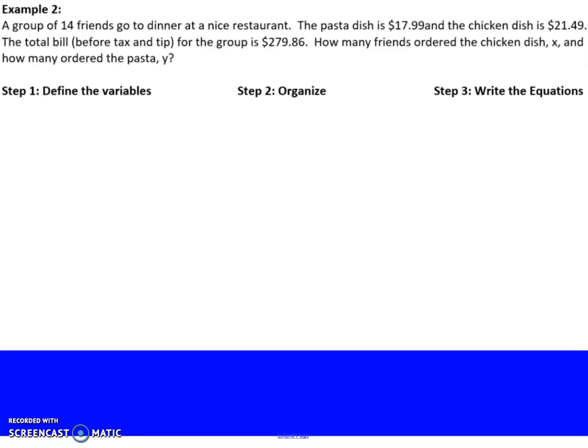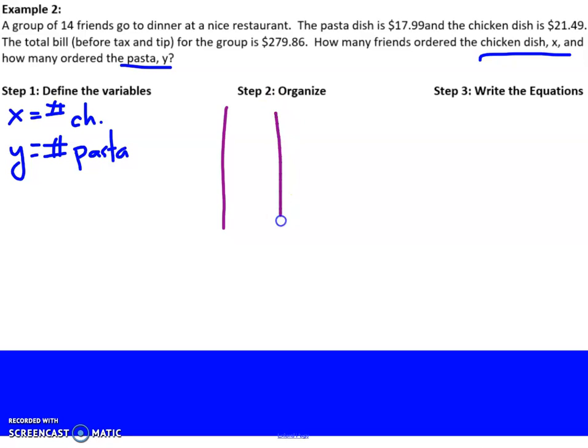All right, so we want to make sure we have done this. So X is the number who ordered chicken, right? And Y is the number of friends who ordered pasta. And again, remember, you can usually find that in the question that's asked, okay? All right, so then we want to organize our information. So we're going to have chicken, number of chickens, number of pasta, and our totals.